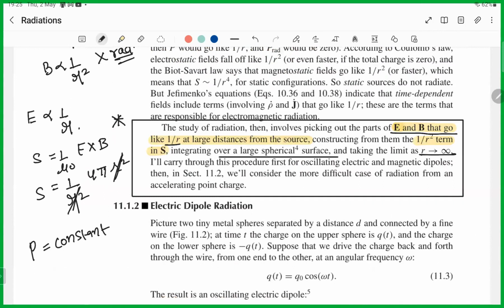Sir, it means electric field and magnetic field are always proportional to 1 by R in case of accelerating charges? If it is, then only the radiations will be there. If it is not, then those are not the radiation terms. Yes, those are the non-radiation terms. Okay, sir.